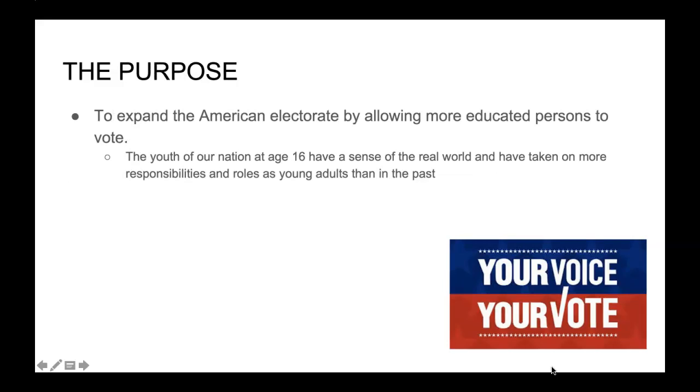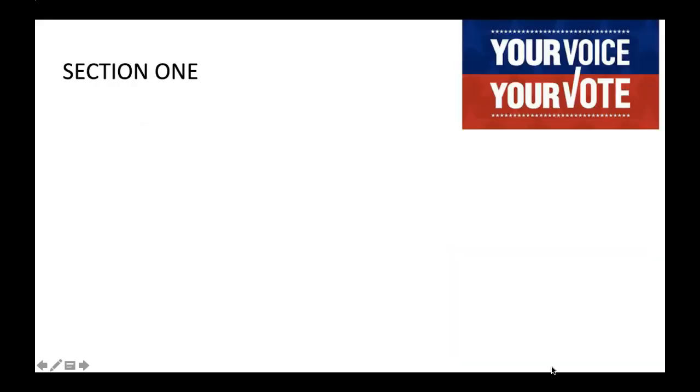So, with that being said, the purpose of my proposal is to expand the American electorate by allowing more educated persons to vote. The youth of our nation at age 16 have a sense of the real world and have taken on more responsibilities and roles as young adults than in generations past. I find this to make them qualified to vote. So essentially, in answering the questions for Section 1, the name of my bill or law is the Youth Voice, Youth Vote Act, and I, of course, would change this accordingly.